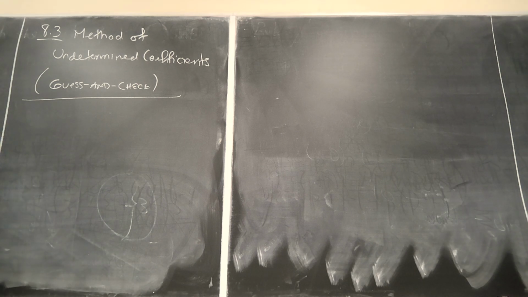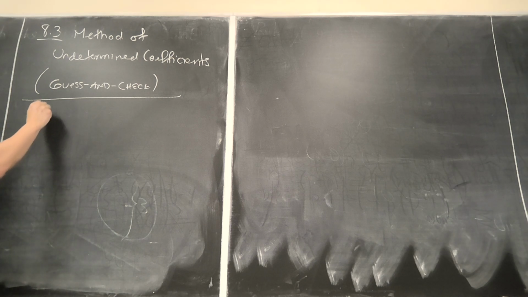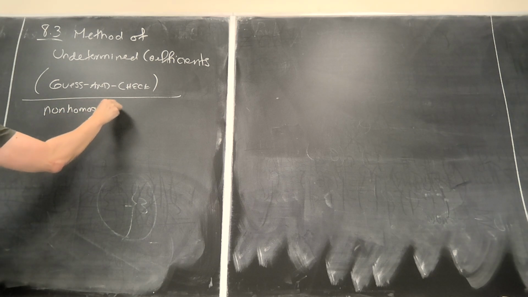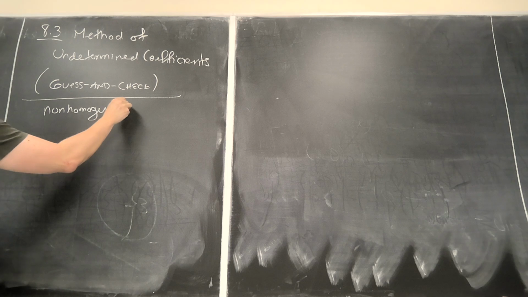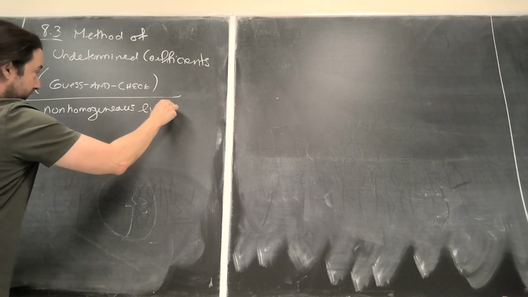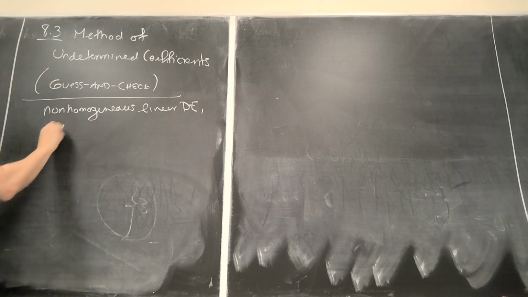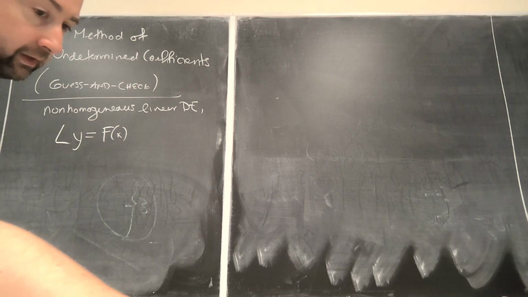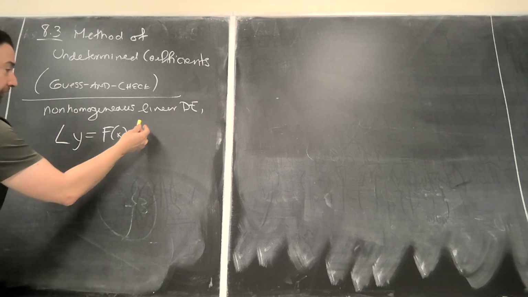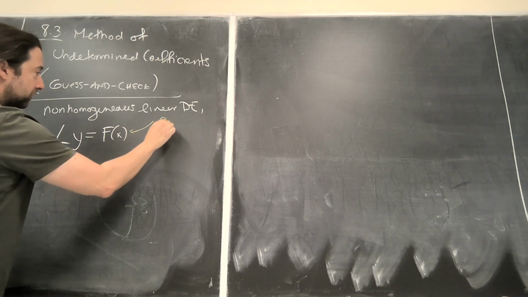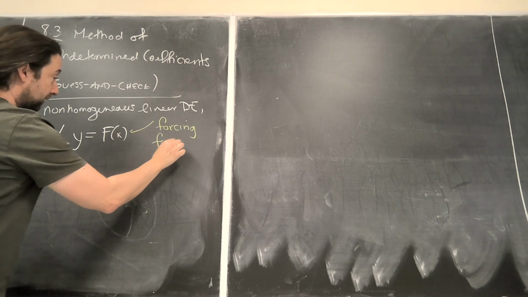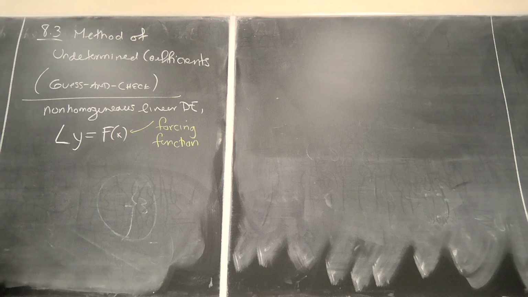So the observation that I want to make here is that if we start with a non-homogeneous linear differential equation, of the form Ly = f(x), I'm going to revisit this idea. These are normally called forcing functions, and I'll make that more clear at the end of the class today, and then we'll see it a lot more when we talk about chapter 8.5 next week.